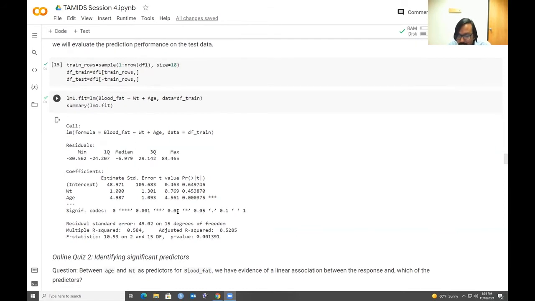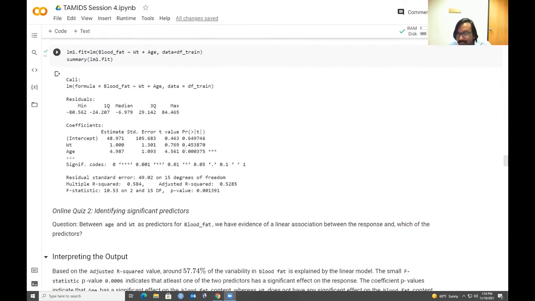So now let us try to see if you can use these p-values and the concept that a smaller p-value indicates that the variable is significant in predicting the response, to identify the significant predictors between weight and age. Between weight and age as predictors for blood fat, based on the p-values, we have evidence of linear association between the response and which of the predictors. So let us have another poll and see which of the predictors have a significant effect on the response.